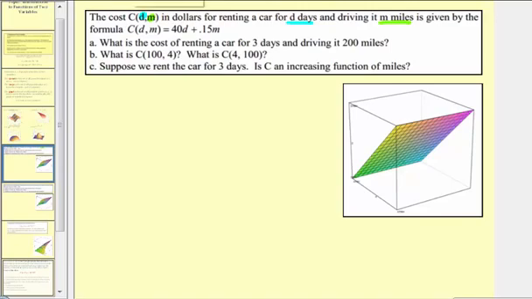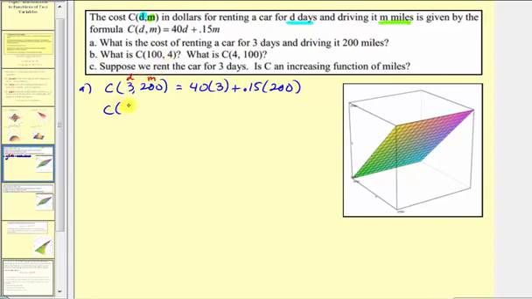So for part A, we're asked, what is the cost for renting a car for 3 days and driving 200 miles? So for part A, we want to find the value of C of, again, it's d comma m. So we have 3 days and 200 miles, so C of 3 comma 200, which is equal to 40 times 3 plus 0.15 times 200.